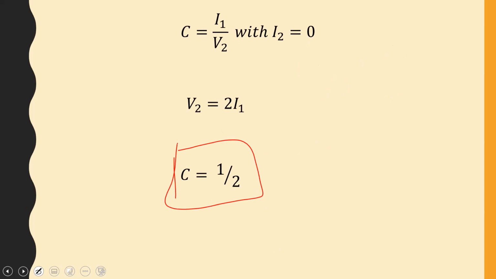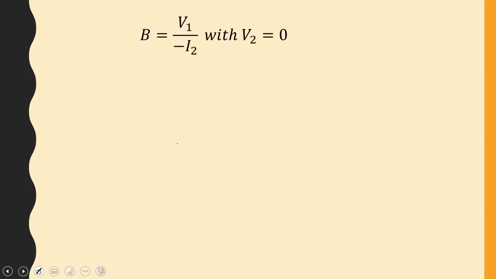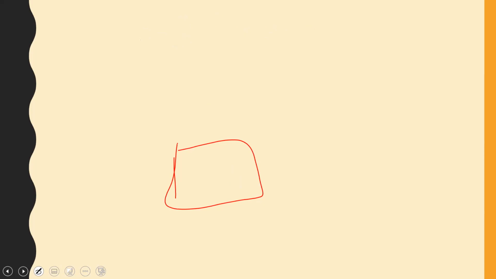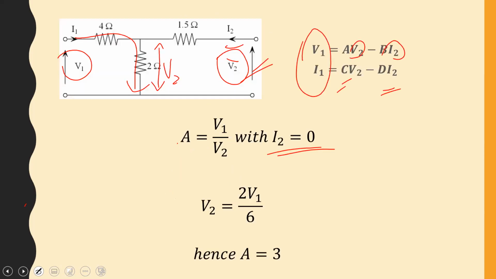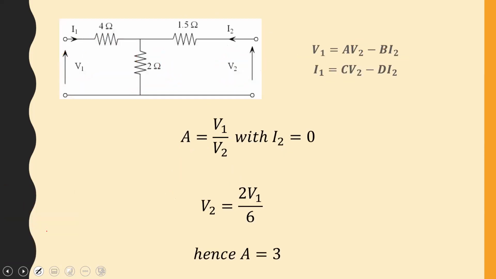We're making V2 0. Let's just go back to the circuit, make sure that we see what is happening. So I'm now making this short circuited. And for B, B is equal to V1 over minus I2.